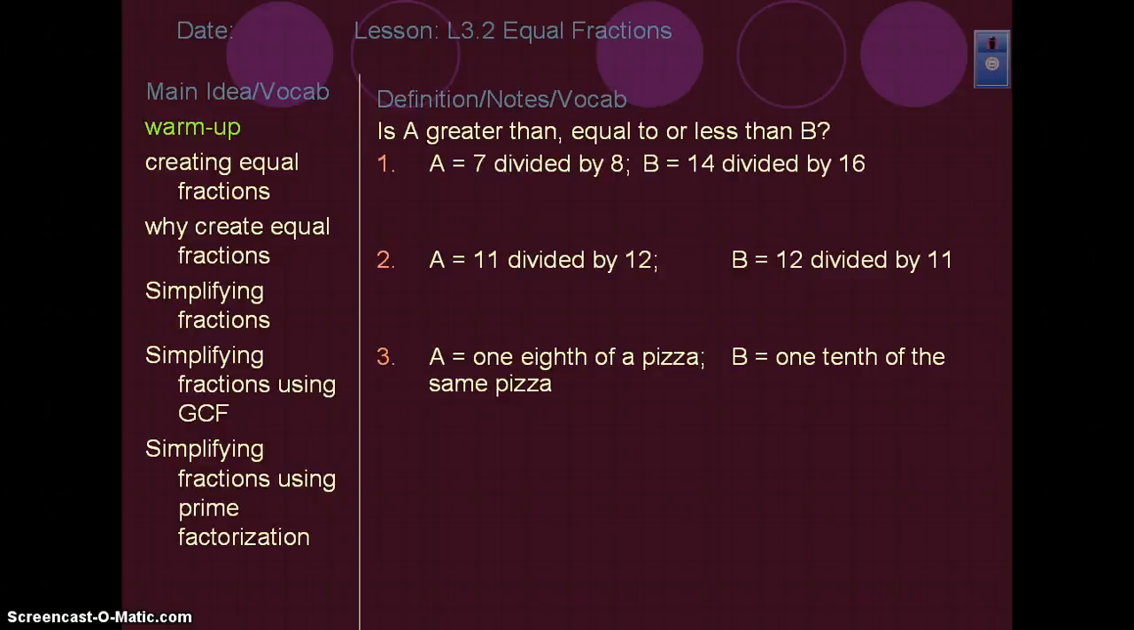In our warm-up, in number 1, A is equal to B. In number 2, B is greater, or excuse me, A is equal to B. In number 2, A is less than B. And in number 3, A is greater than B.